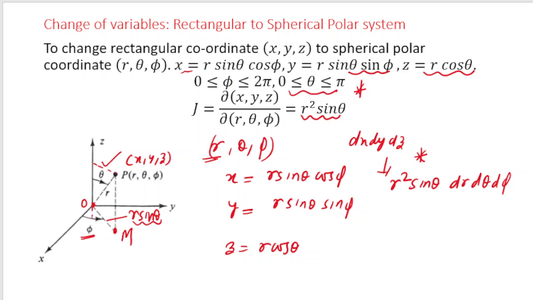Now what is the scope of confusion here? Some authors or some professors or teachers take this angle as phi and this angle as theta. So in that case, there will be a change. This z will become r cos phi. So how to sense it? If in the exam or problem they write z is equal to r cos theta, then you should sense that theta is the angle that the line joining the point and origin is making with the z axis. So theta is the angle with z axis.